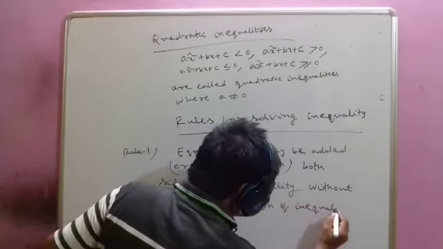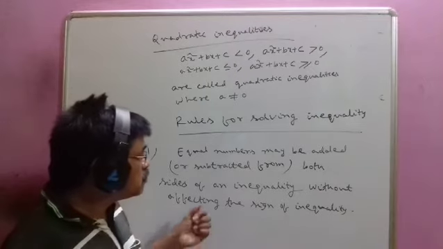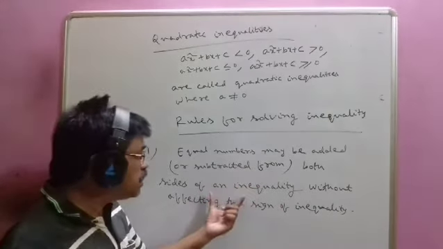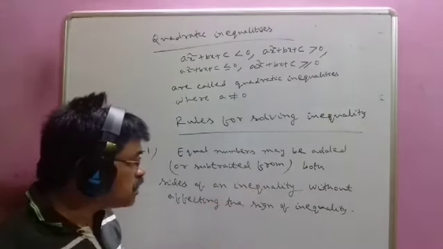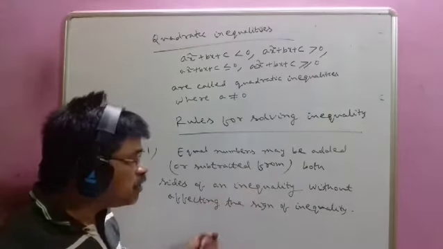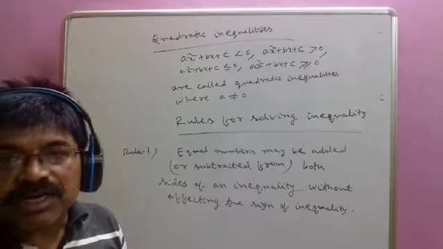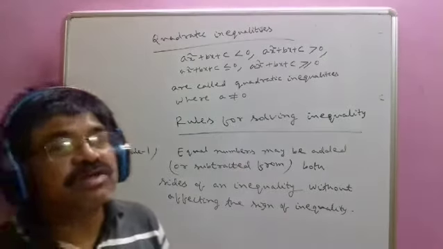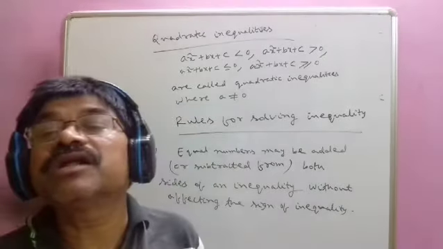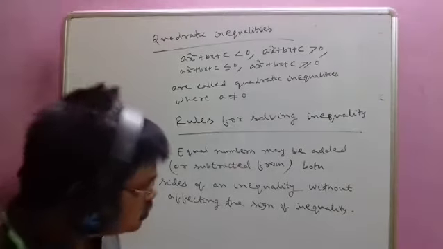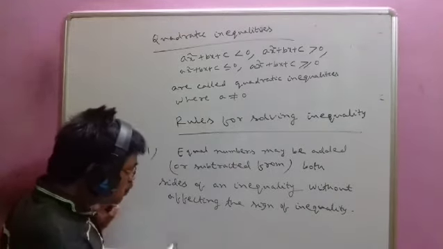Okay, so this you remember. Equal numbers may be added or may be subtracted from both sides of an inequality without affecting the sign of inequality, which means the sign will not change. Suppose the original sign is less than, so it will also be less than. If the original sign is greater than, it will be greater than. Okay, let us discuss some examples, then your idea will be clear.